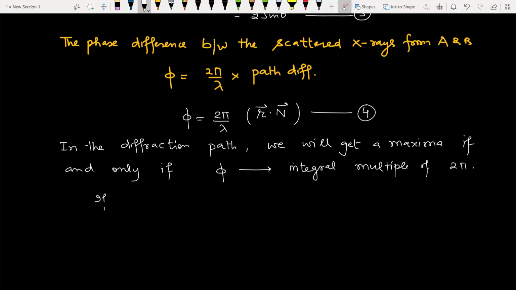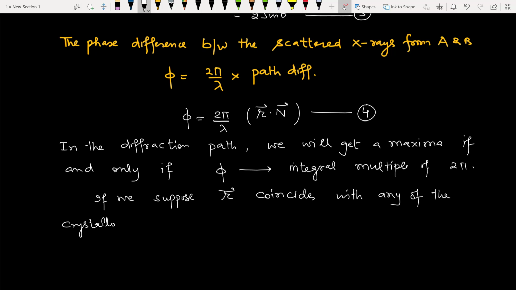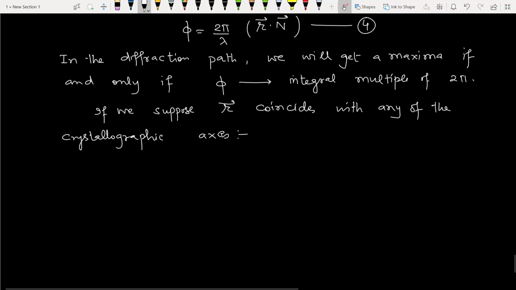And suppose the r vector coincides with any of the crystallographic axes, then what will we get? If the r vector coincides with the x-axis, then we represent the phase difference as phi a, and we change the r vector to the a vector, and it will be an integral multiple of 2 pi.